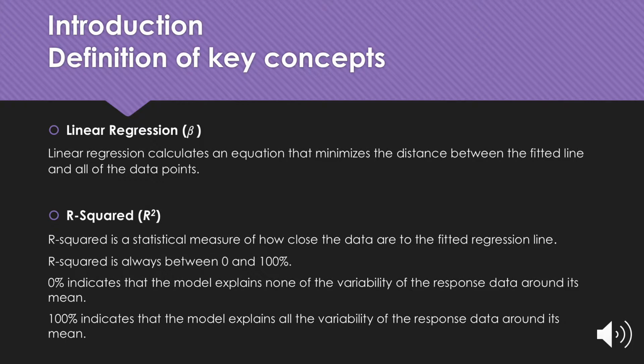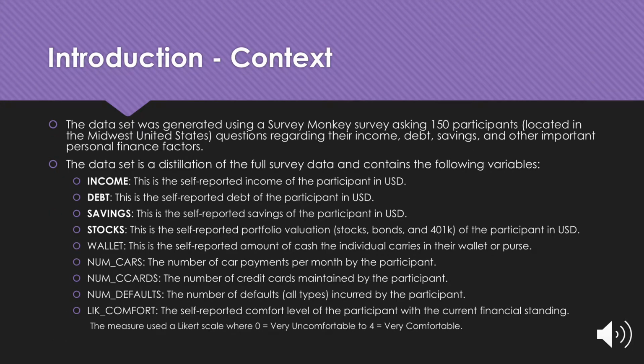around its mean. The data set was generated using a SurveyMonkey asking 150 participants questions regarding their income, debt, savings, and other important personal finance factors. The data is a distillation of a full survey and it contains the following variables.